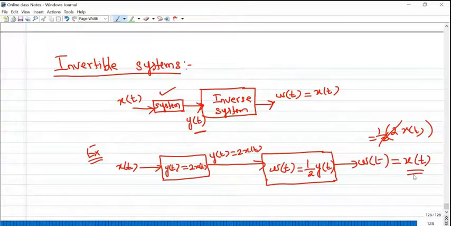Okay. So a system is said to be invertible system if the inverse system exists for this. Or a system is invertible when an inverse system exists, that when cascaded with the original system yields an output w of t that should be equal to x of t, the input to the first system.